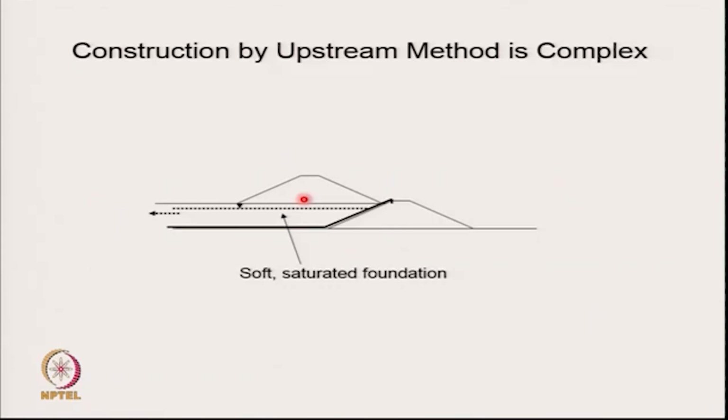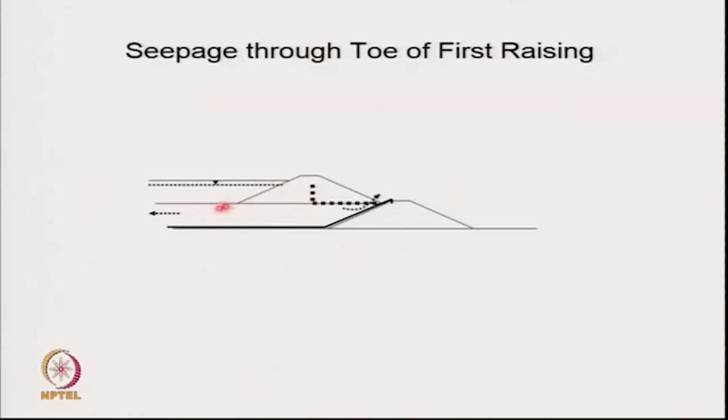Not only that, see what happens later. When you fill this pond, now you have made the dike and there's a chimney drain. Can you see this? This is the starter dike. This is the first raising. In the first raising, you have a chimney drain. Now you start filling the slurry again.